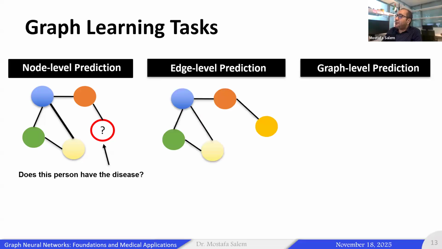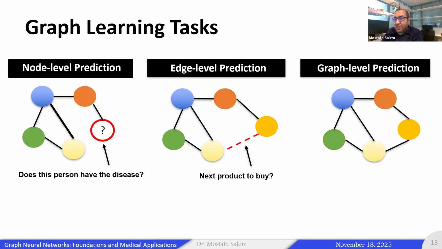In edge-level prediction, I have two nodes, and I want to ask, should this person buy this product? If you are on Amazon, and Amazon tries to suggest products to you, Amazon has a graph. You are representing a node in this graph. The other products are representing nodes in the same graph. What Amazon is doing is trying to predict if this product should be suggested to this person. And if the answer is yes, you will find this product as a suggestion by Amazon. So this is called edge level prediction.